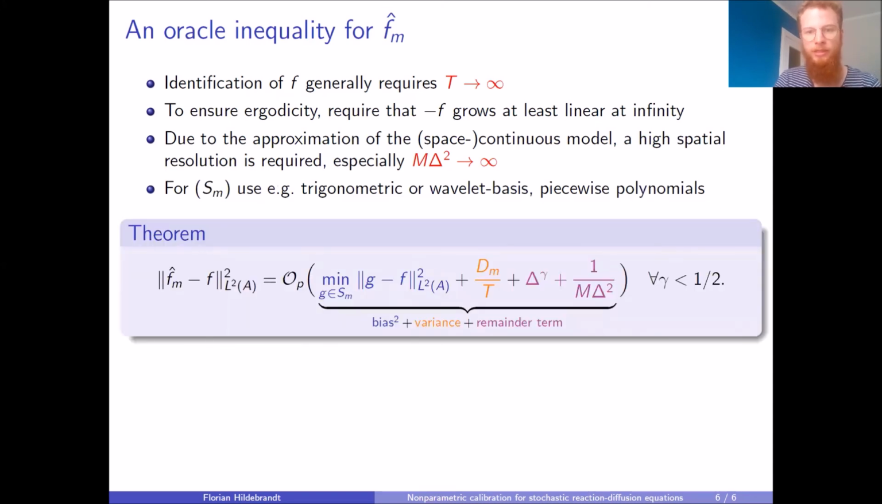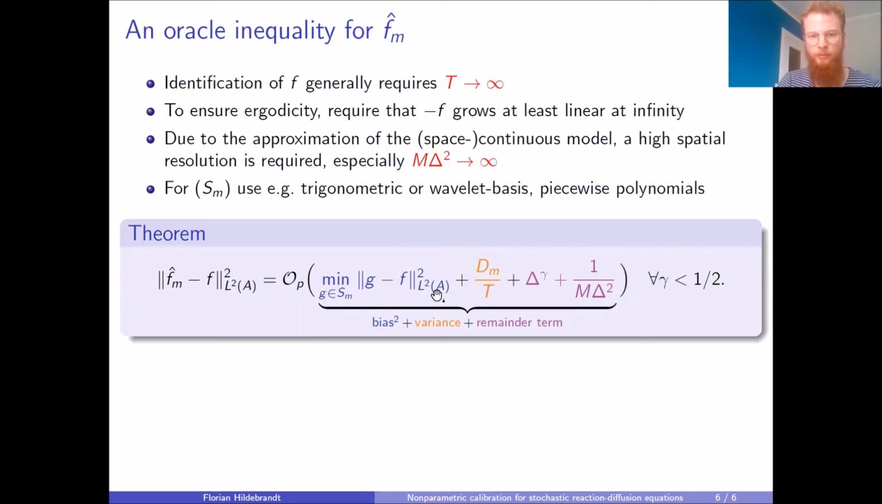And based on these and a few more technical assumptions, we were able to derive this oracle inequality for the L2 difference between the estimated function and the true function. And it has the following structure. So we have a bias term that tells you how well the function f can be approximated by a function in Sm. We have a variance part that is growing in the dimension of the approximation spaces and decreasing in the time. And then we have some remainder terms which come from the different approximation steps in the regression decomposition.